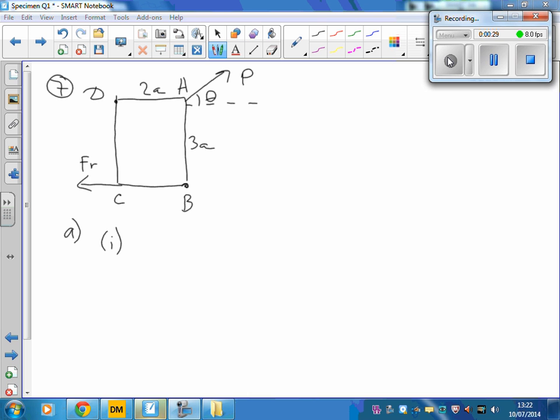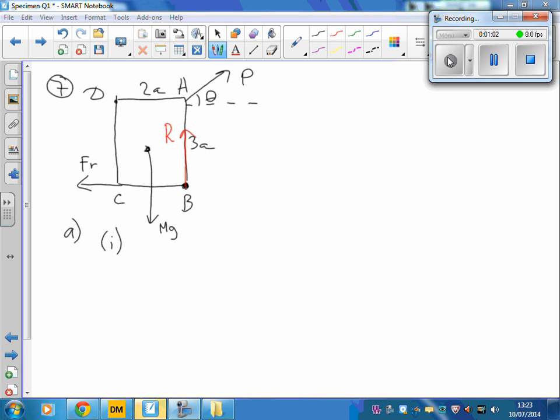So first of all, it's the weight of the block, which is applied at the center of the block, mg. And secondly, it's the reaction force. What we know about the reaction force is that if the block is about to topple about the edge through B, the reaction force is acting through B. So that's the position of the reaction force.